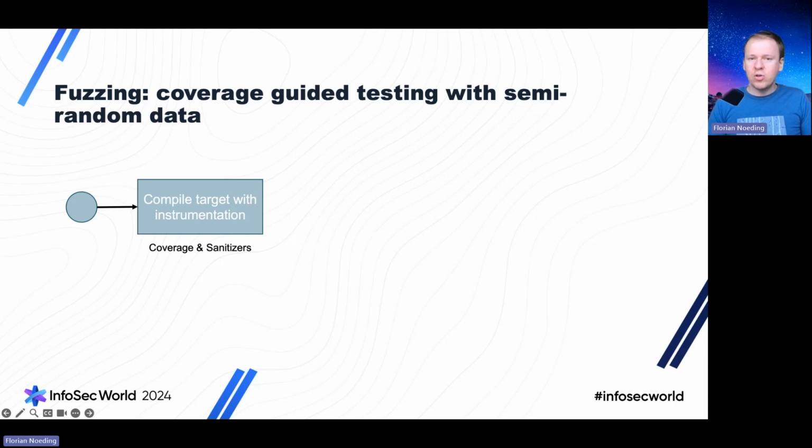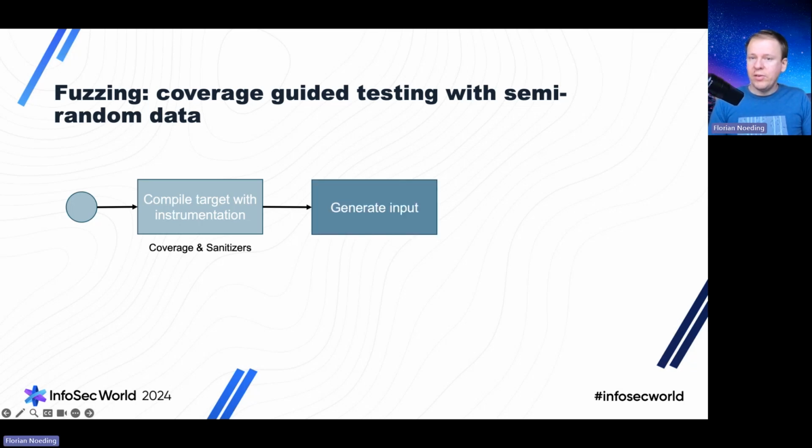The instrumentation is supposed to do two things. While the application runs, we want to understand coverage, so which lines of code, simplified, have been executed during this run. And if a memory safety issue is triggered, for example, an out-of-bounds access, a use-after-free or something similar, the program should crash so that we can detect it.